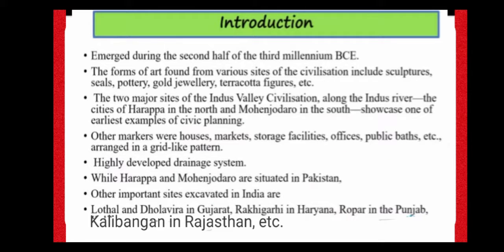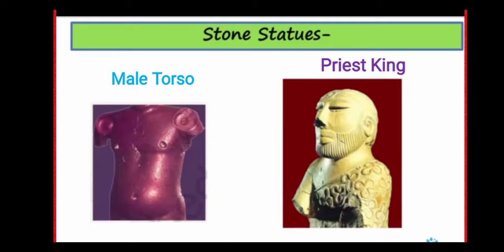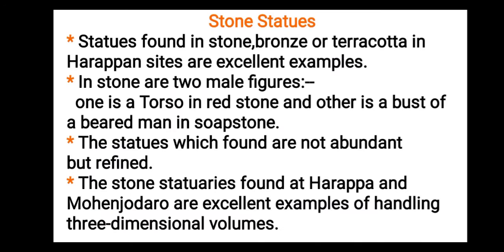They were arranged in a grid-like pattern. A highly developed drainage system was there. Harappa and Mohenjo-daro are situated in Pakistan now. Other important sites in India are Lothal and Dholavira in Gujarat, Rakhigarhi in Haryana, Ropar in Punjab, Kalibangan in Rajasthan, etc. So, stone statues. This is the picture of a male torso, and this is the picture of a priest king, which were found in the Indus Valley civilization.